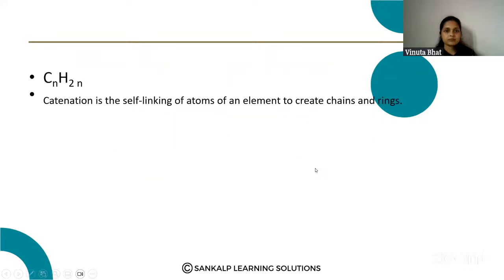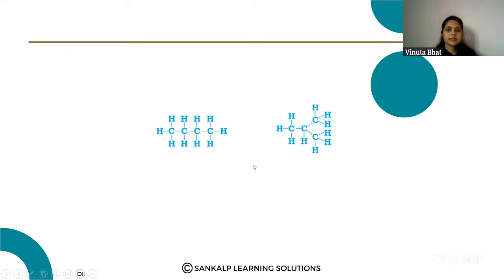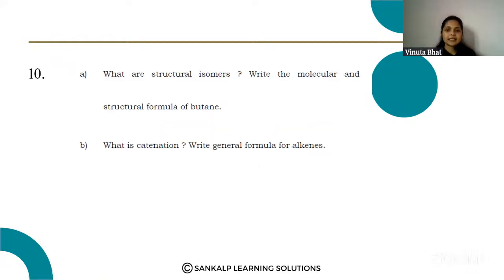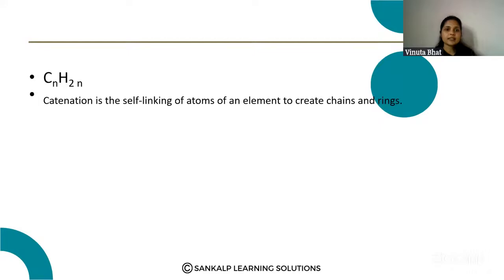Next question. What is the general formula of alkenes? The general formula of alkenes is CnH2n. And catenation is the self-linking of atoms of an element to create chains and rings.